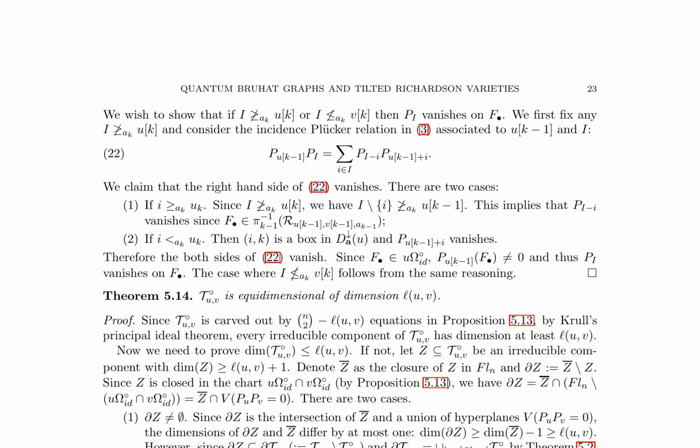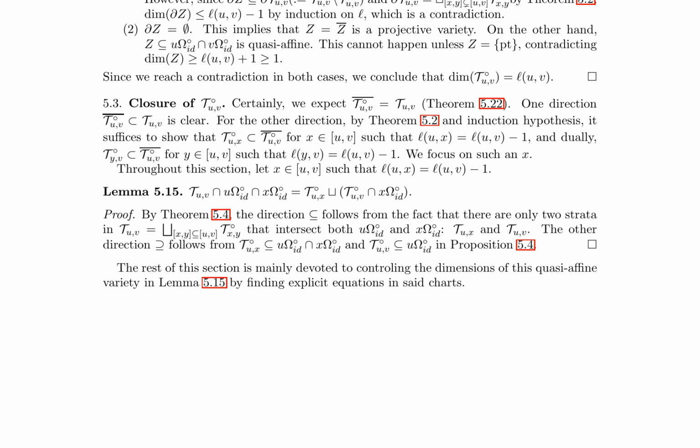We discuss the properties of quantum Bruhat graphs and tilted Richardson varieties, focusing on their incidence Plücker relation. Specifically, we examine the case where I is greater than or equal to a_K(U, K), or I is less than or equal to a_K(V, K), showing that in both scenarios, the right-hand side of the incidence Plücker relation vanishes. This leads to the conclusion that pi vanishes on F.